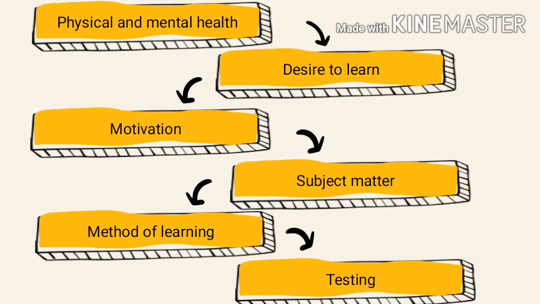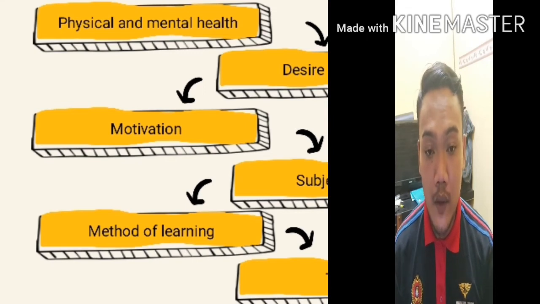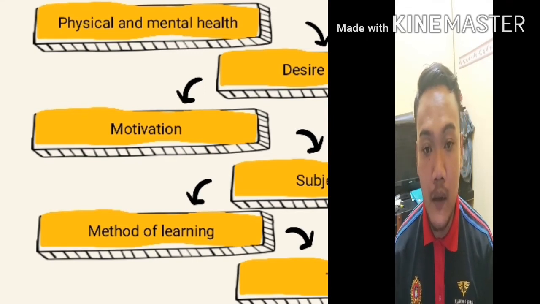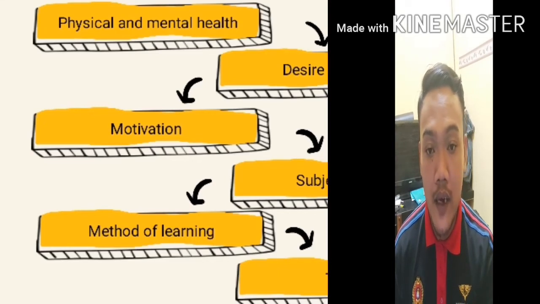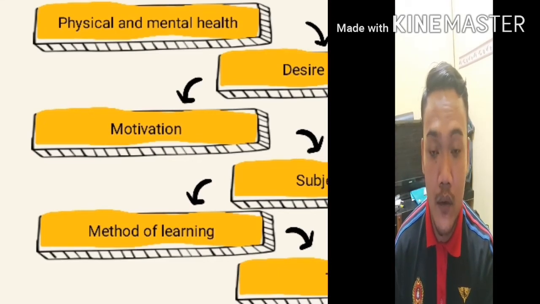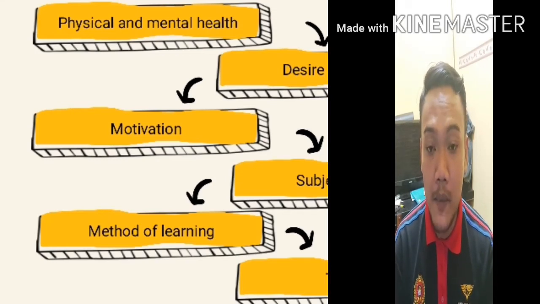And then the fourth point is subject matter. If the subject matter is simple, clear, interesting and useful, it is easy for us to memorize the subject matter. For example, when we want to learn something, we learn from simple to complex. If we go straight to complex, it is difficult for us to adapt or understand it, and harder to remember because we have no basics. At least when we have the basics, from simple to complex, it is easy for us to understand.